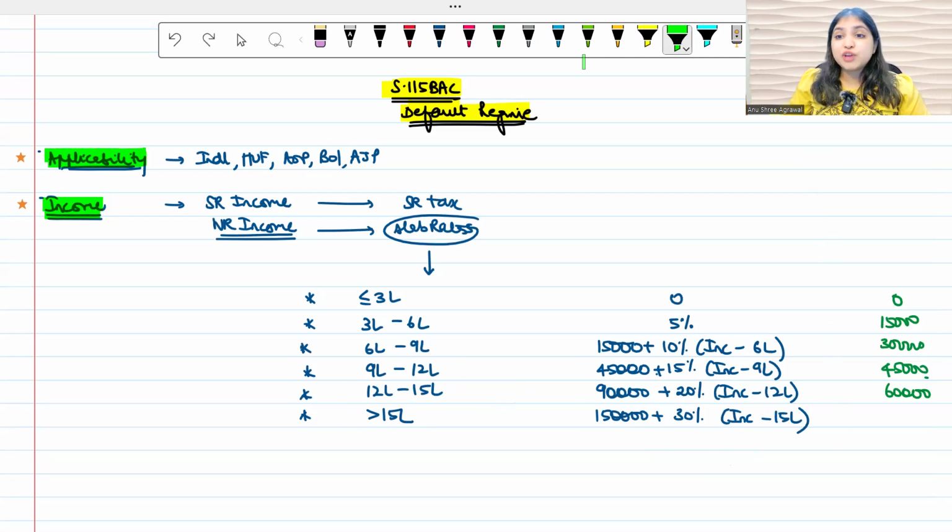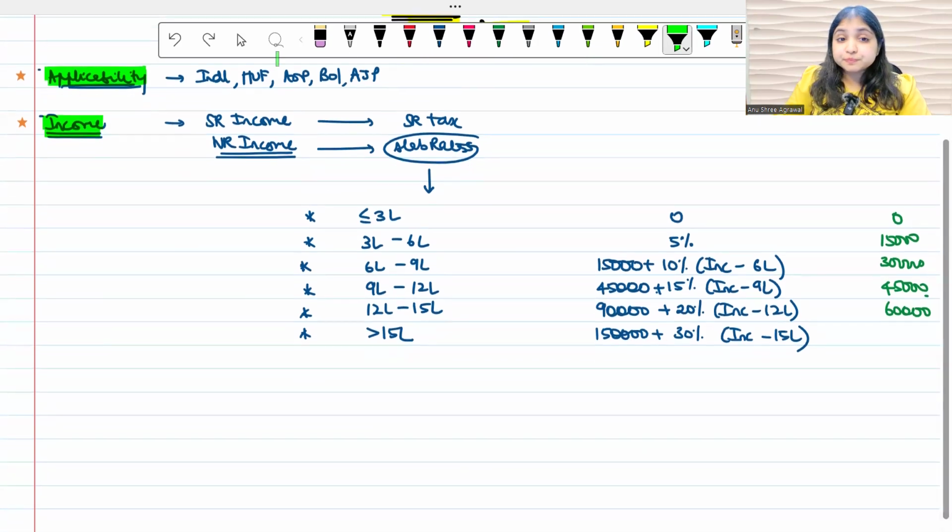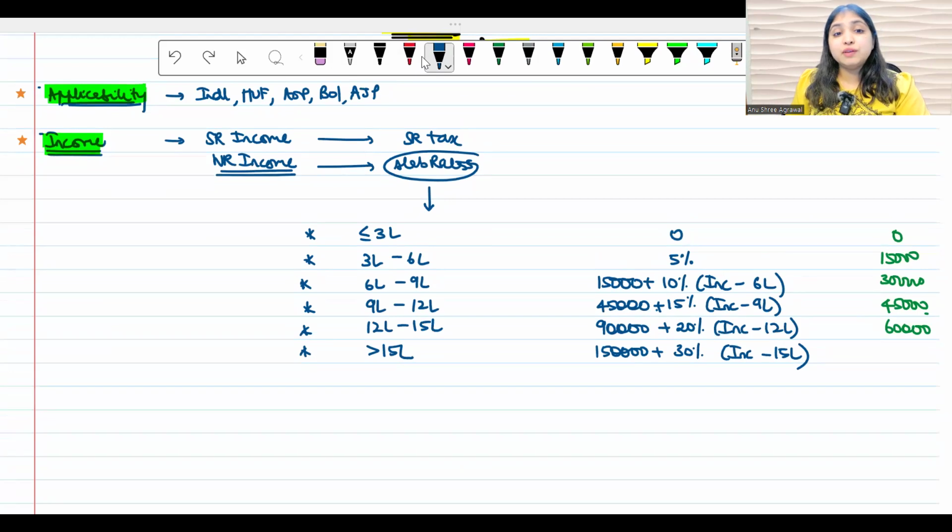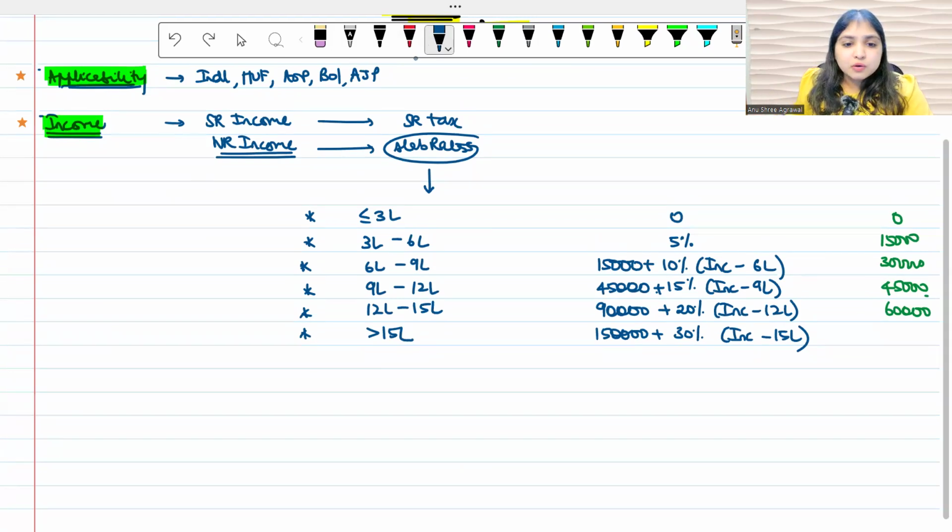In our basic concepts chapter itself, we had covered all of this, just giving you a reminder over here. All right, so this was about a discussion regarding which assessee this section will apply to and which incomes it will apply to. All right, now listen to my next point. My next discussion is going to be about the basic exemption limit.